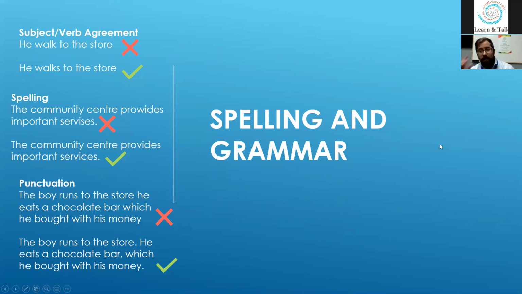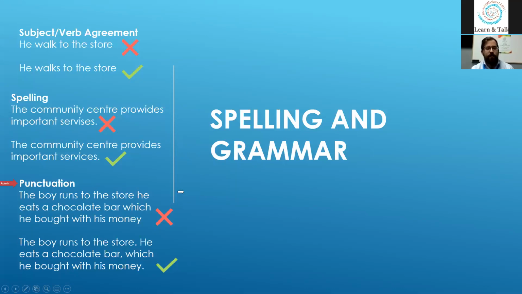Spelling and grammar. This is also very important. I'm sure you expected this, but one of the things that the testers will be looking for is, did you get everything right? Some examples of that include your subject-verb agreement. So he walked to the store, that's incorrect. It should be he walks to the store. Your spelling, are you spelling the words correctly? So little mistakes like here we have provides is misspelled and services is misspelled. Those little mistakes will add up, and that's going to reduce your band score again.